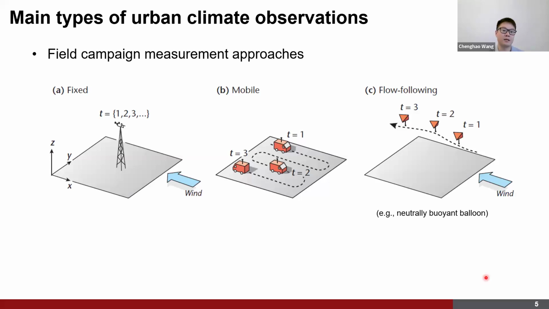The second type is, of course, the mobile measurements. We can drive the car around, carrying a set of sensors with us to poke around the 2-dimensional distribution. And of course, the third one is the so-called flow following, and we might release a balloon, tethered or untethered, and also we can have other instruments, for example, airborne aircraft measurements, so that we can get a better understanding of the 3-dimensional distribution of some atmospheric variables.